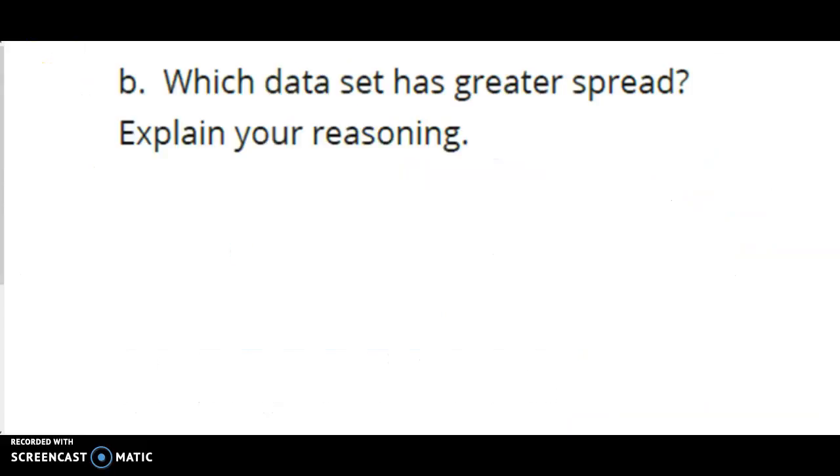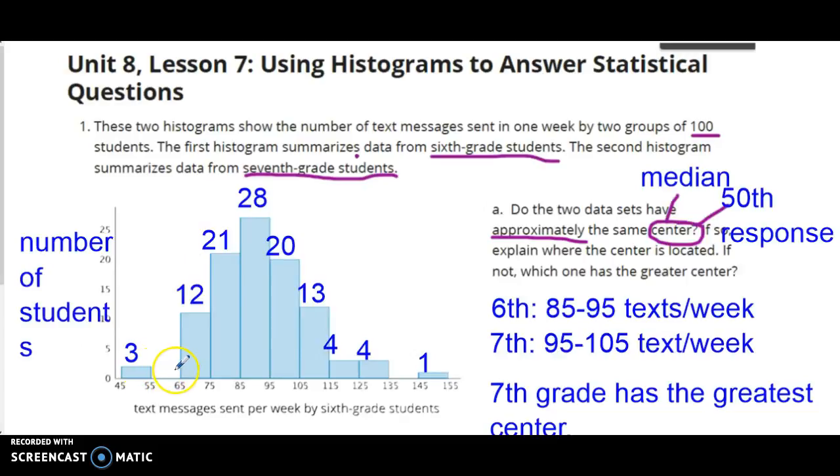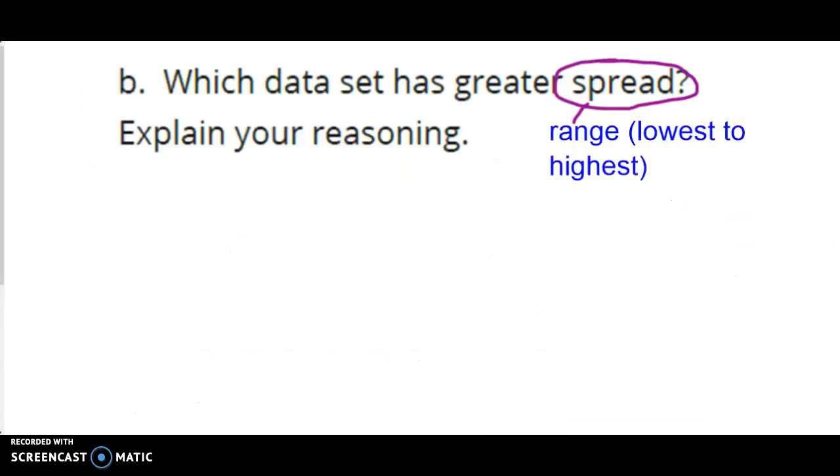B, which data set has a greater spread? The word spread means the same thing as range. So that's where I say the difference between the lowest to highest. For this, I need to look at the lowest number compared to the highest number. So 6th grade goes from 45 to 155. So my 6th grade range is 155 minus 45. That's going to give me 90.